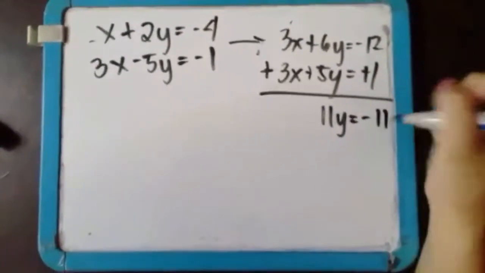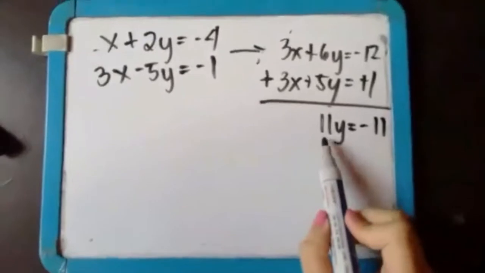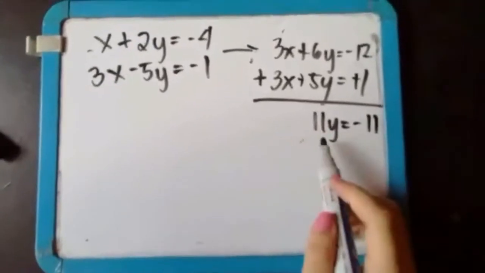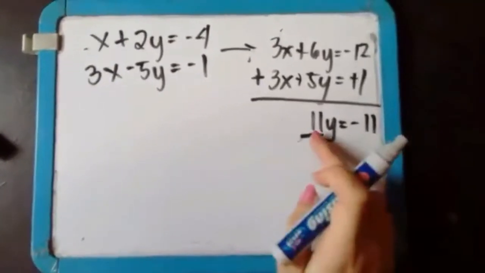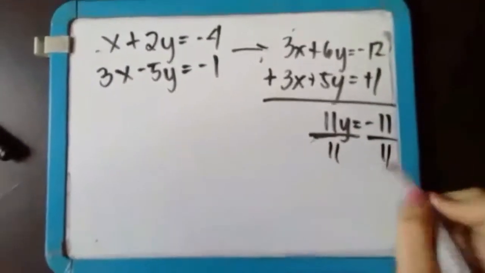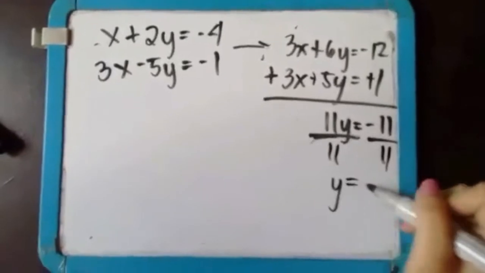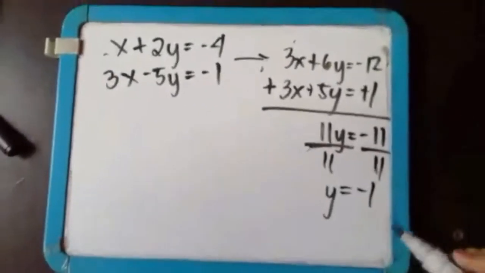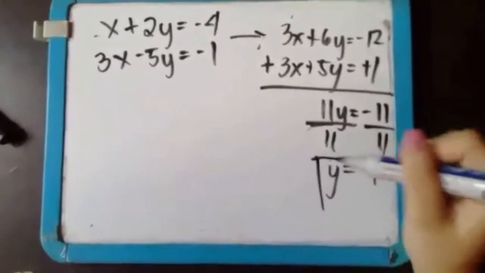Since the coefficient here is 11, we're going to divide both sides by 11, which means y is equal to negative 1. So that's it, guys. We already found the value of the first variable.